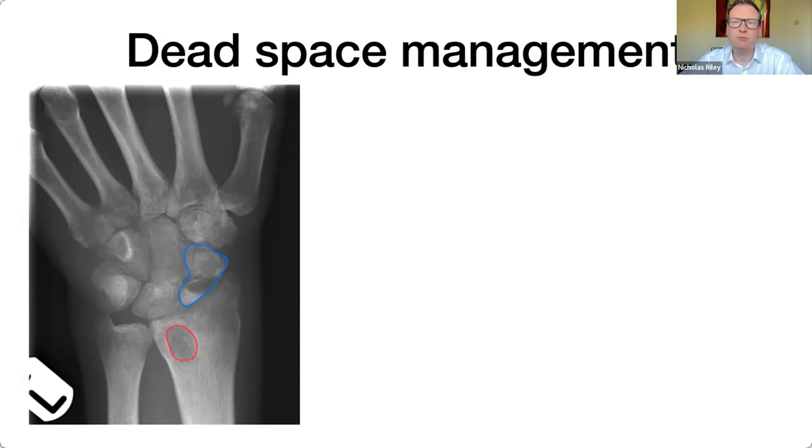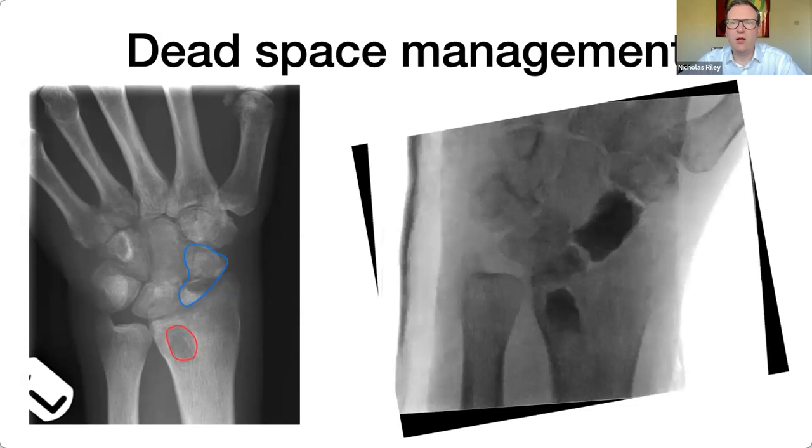So I chose 2 different types of dead space management for this gentleman. For the radius, we filled him up with an antibiotic-eluting bone filler, and for the scaphoid, we used normal arthroplasty cement. So we've chosen two different methods of managing the same individual's different types of dead space.